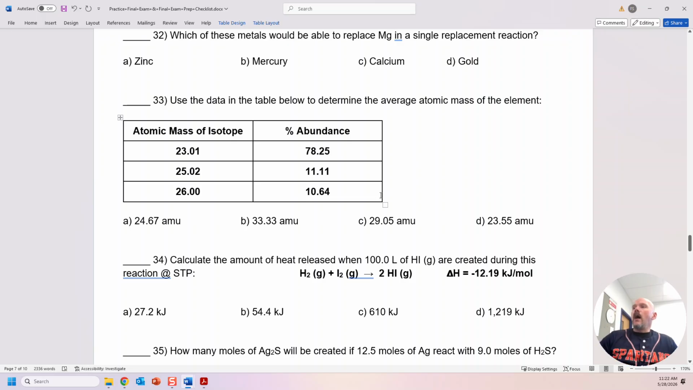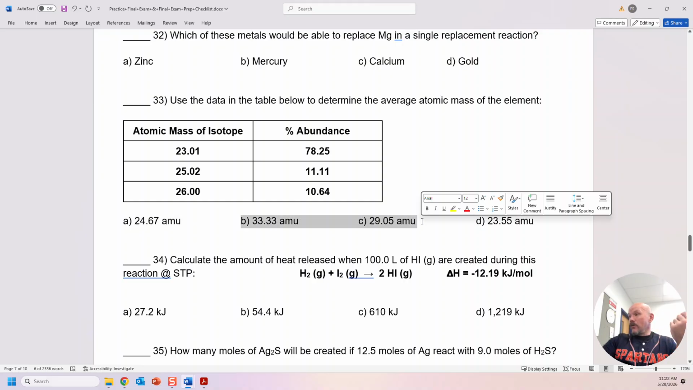All right, so let's see if we could maybe figure it out. Right, so we have a mass number of basically 23, 25, and 26. And we got a lot more 23 than we do 25 or 26. So we should probably be picking a number closer to 23 than it is to 25 or 26. So yeah, maybe if 25 and 26 were a little bit more abundant, that's a possibility. Hopefully you can eliminate those two.